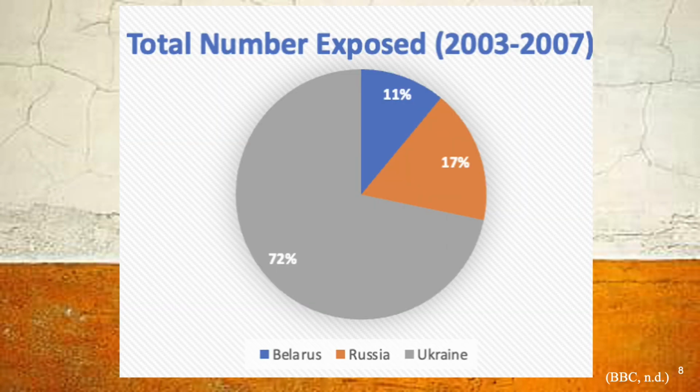This chart outlines the total number of people exposed between the years of 2003 and 2007. It was found that Ukraine had the highest number of radiation exposure with 651,453 liquidators, or 72%. Liquidators are also known as those that were directly on the scene, followed by Russia with 157,086 liquidators, or 17%, and finally Belarus with 99,693 liquidators, or 11%.